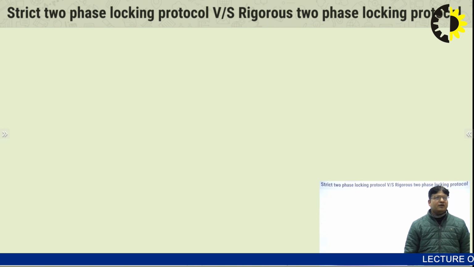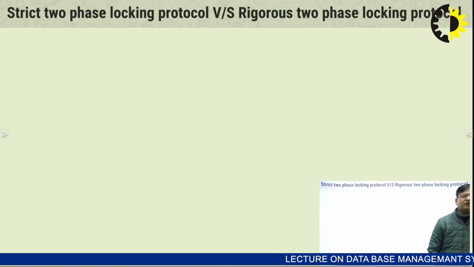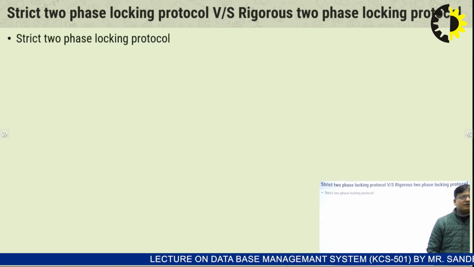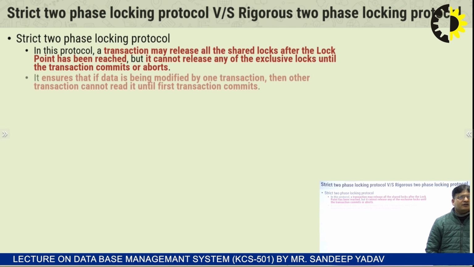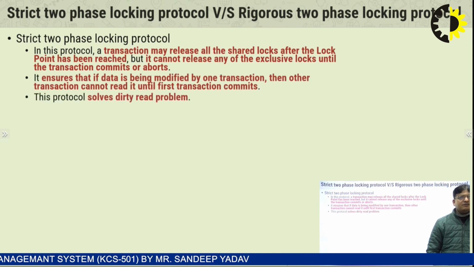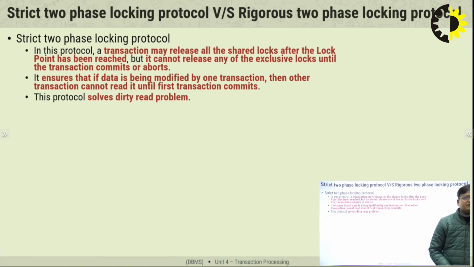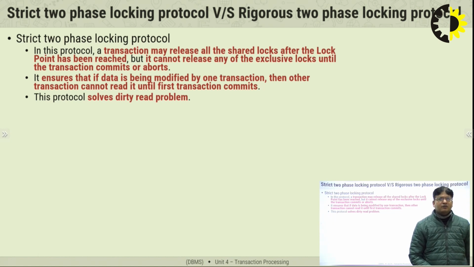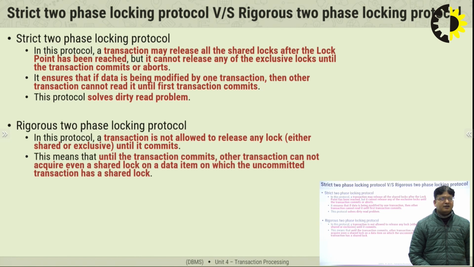Now there are two main varieties of two phase locking. One is strict two phase locking, the other is rigorous two phase locking. First we will study strict two phase locking. In strict two phase locking, a transaction may release all the shared locks after the lock point has been reached, but it cannot release any of the exclusive locks until the transaction commits or aborts. It ensures that if data is being modified by one transaction, then another transaction cannot read it until it commits. This solves the problem of dirty read, as well as the problems of cascading failure and recoverability.